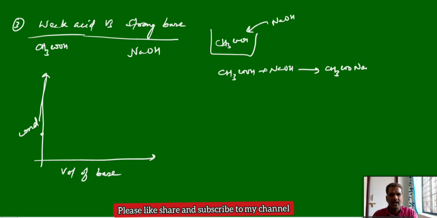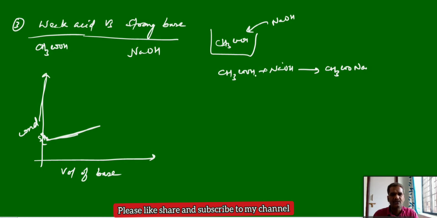So initially when you add this NaOH, the conductance suddenly decreases sharply, but this is a very negligible point. Then after, the conductance value will increase. You can see the change like this. This small portion you can ignore. This portion we can ignore. There is a subtle decrement in the conductance, and after that it will increase.